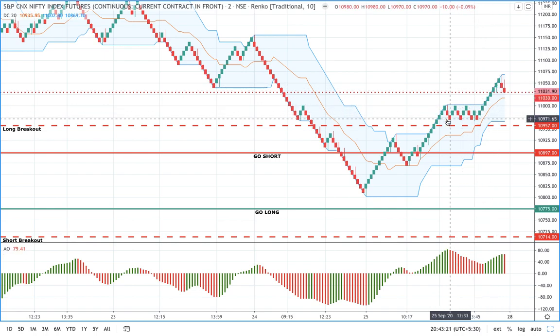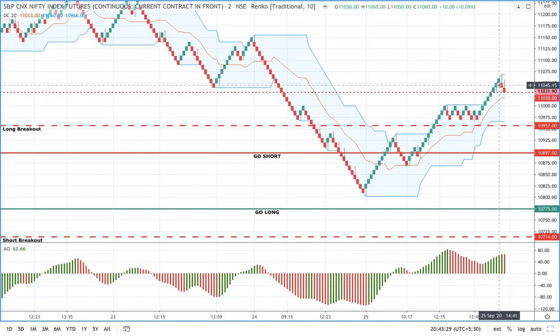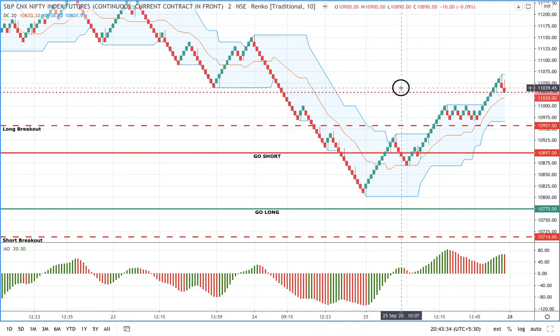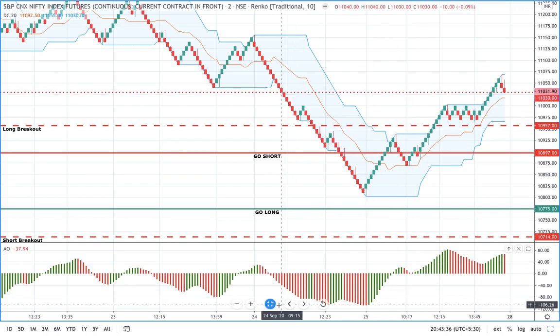So I also told earlier in the channel several times that if you are testing the top side and bottom side, both sides are going to be very weak. So which side is going to move? A very fast movement will come. So this is the level for what happened today in the Renko setup.